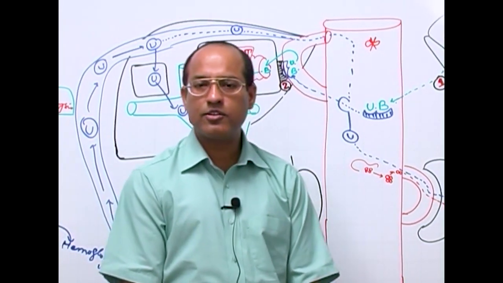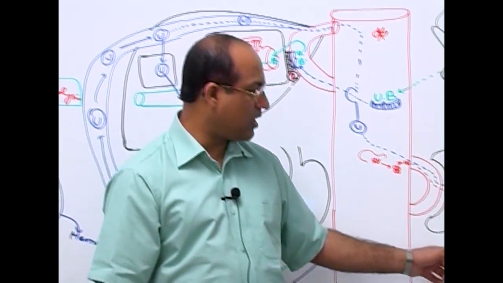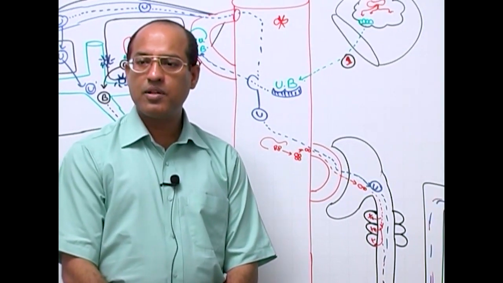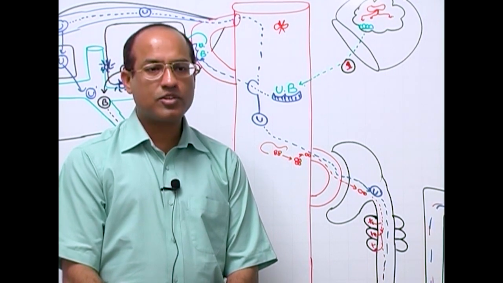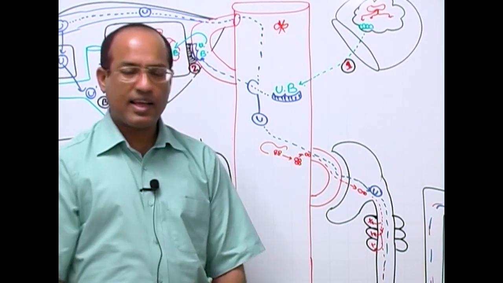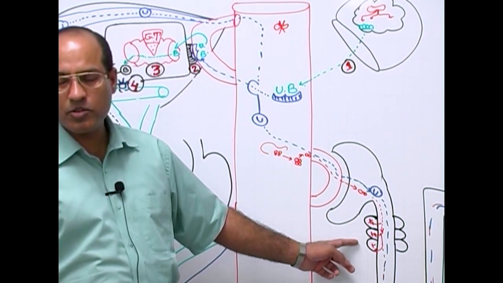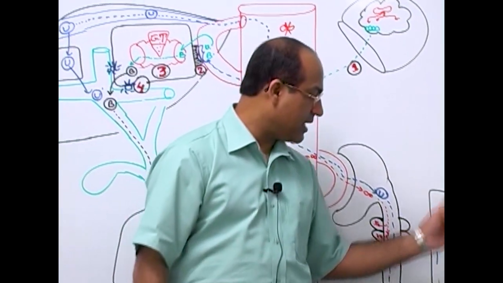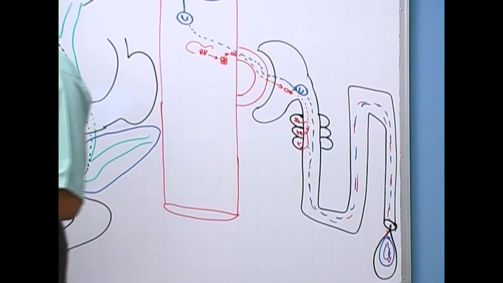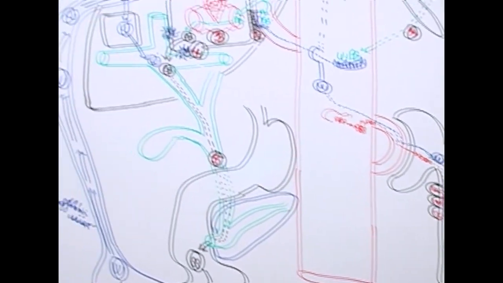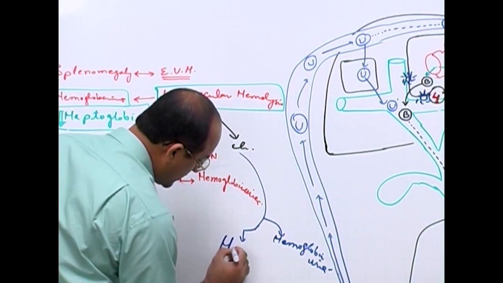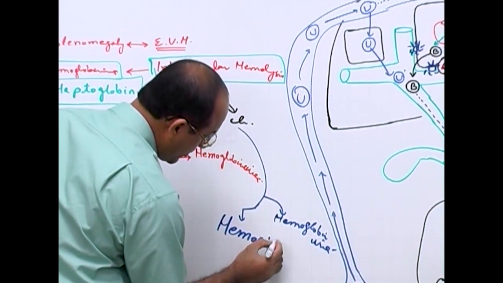So whenever someone has chronic hemolysis, there will be a lot of hemosiderin formation within the proximal convoluted tubular cells. These cells loaded with hemosiderin may shed into the tubule and appear in urine, and we say that there is hemosiderinuria.